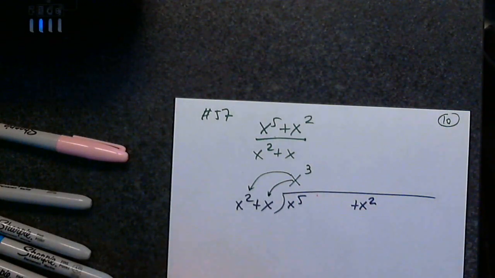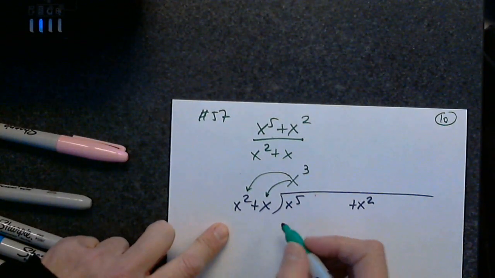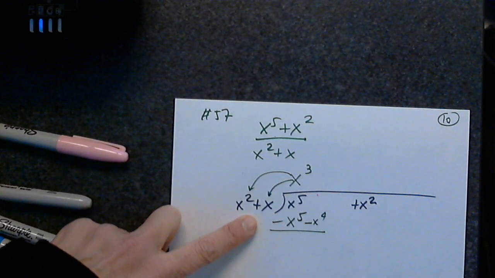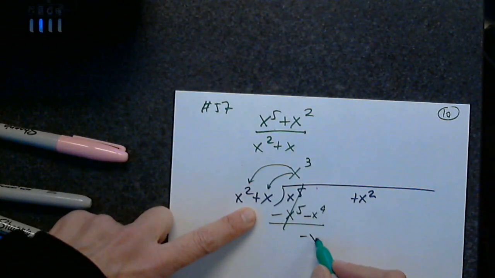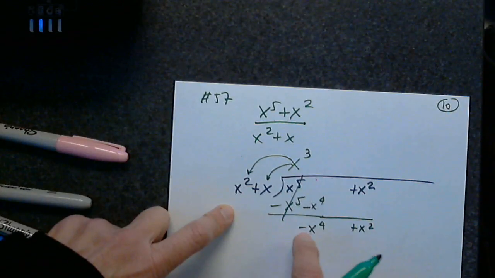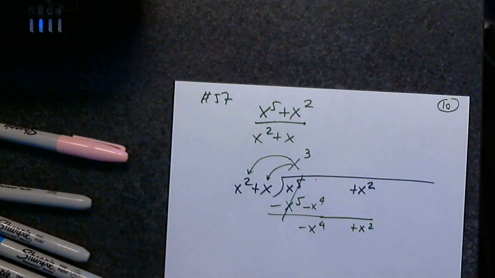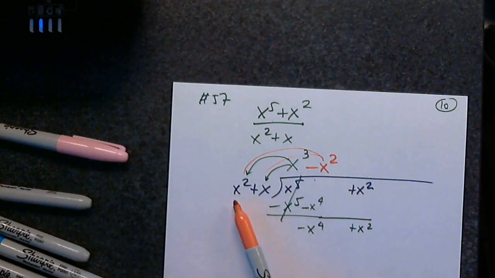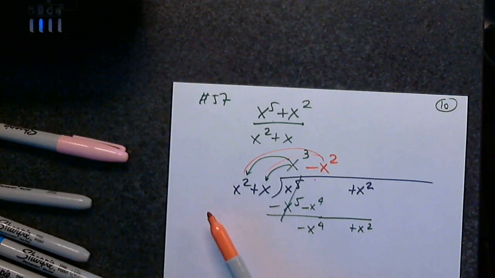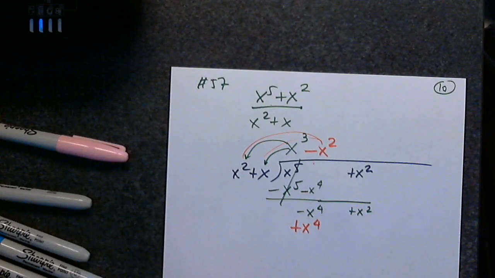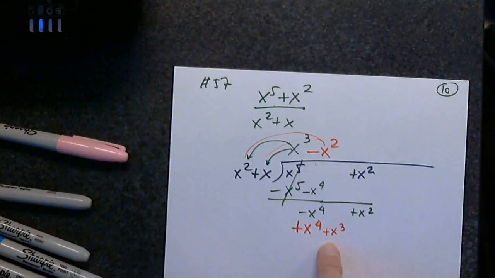I go and distribute. X cubed times x squared, x to the fifth. X cubed times x, x to the fourth. X squared times what is negative x to the fourth? Negative x squared. Very good. Go back and distribute. Negative x squared times x squared is negative x to the fourth. Negative x squared times x, negative x to the third. See how important the space was? Because I wouldn't have been able to put an x to the fourth anywhere or x to the third anywhere.